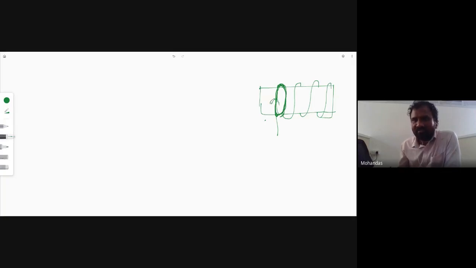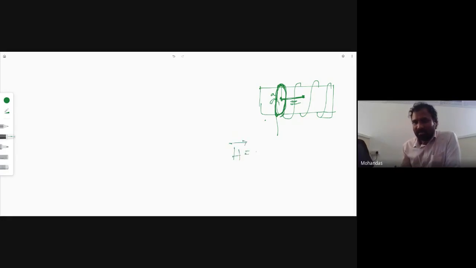The current is flowing in this fashion, and the radius is a, and the field point is at a distance of z. That means the height of this field point is z. So then what will be the magnetic field intensity H due to a single circular loop?